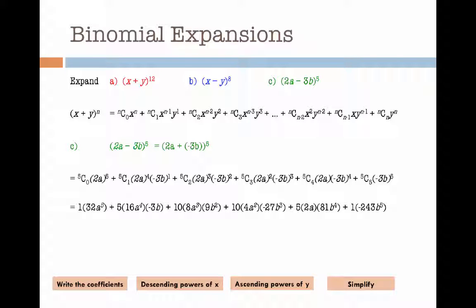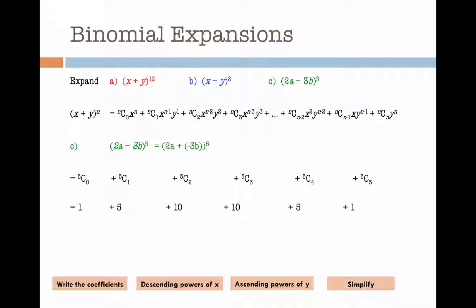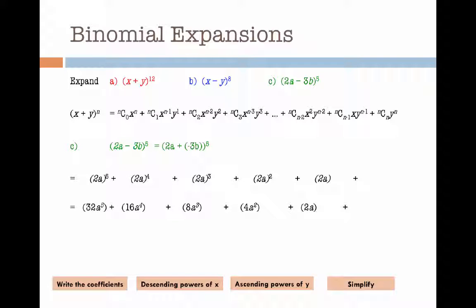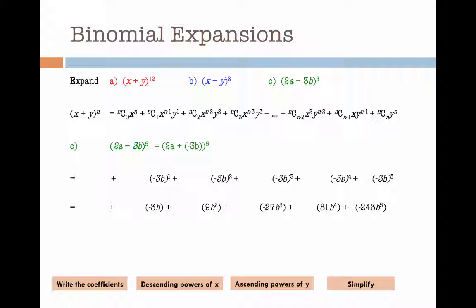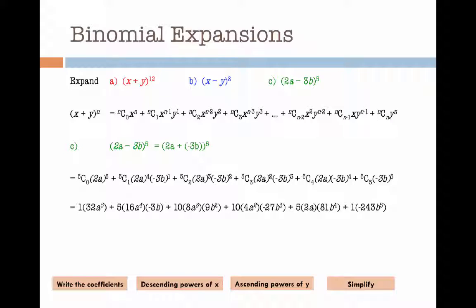Here's what that looks like. I have my coefficients, I have my powers of 2a, and I have my powers of minus 3b. Note how the minus 3b's alternate between negative 3 and then positive, and then negative 27, and then positive, and then negative again. Putting them all together now, I finally need to simplify just by multiplying out all of my coefficients. So the expansion of 2a minus 3b to the power of 5 is that expression there.